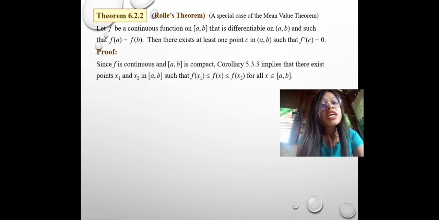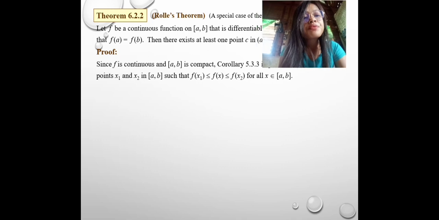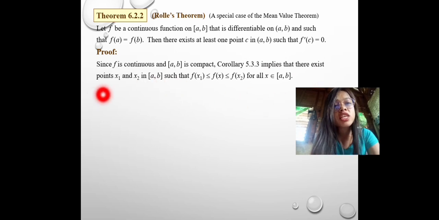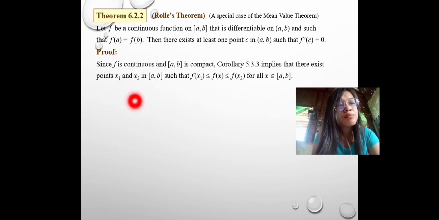Proof. Since function f is continuous and [a, b] is compact, corollary 5.3.3 implies that there exist points x sub 1 and x sub 2 in [a, b] such that f of x sub 1 is less than or equal to f of x, and f of x is less than or equal to f of x sub 2 for all x in [a, b].